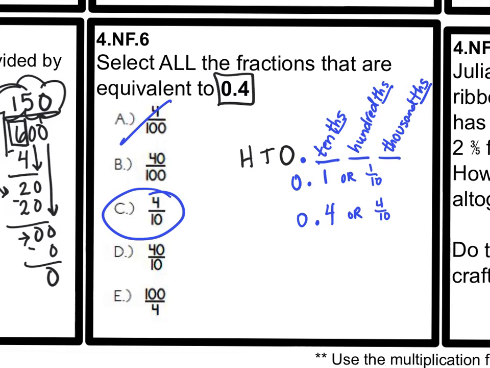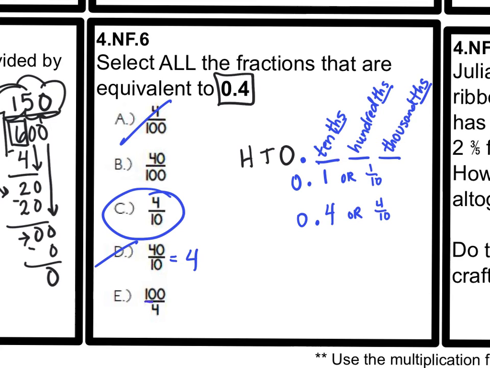When I look at the next one, I see I have 40 hundredths. You have to remember that this line here in fractions means division. So 40 divided by 10 is not going to give me 4/10, but it's going to give me a whole number 4. So this is not a correct answer. Same thing with E.